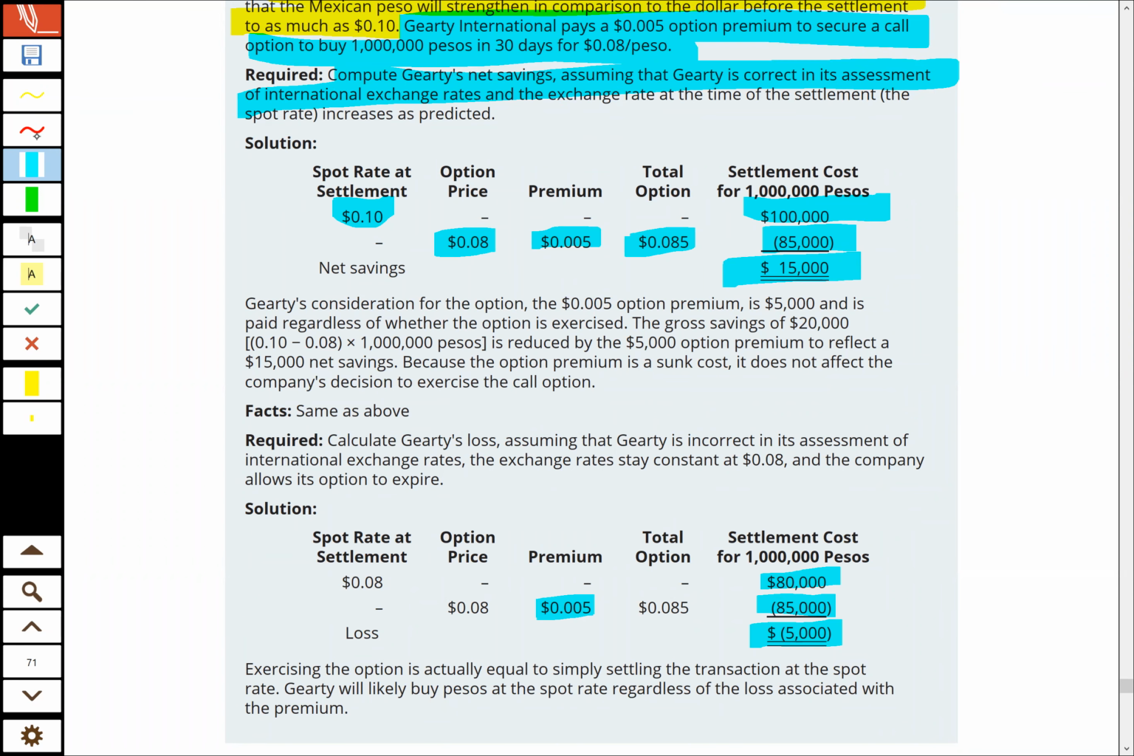So in case the rate is lower than the option price, do we need to exercise the option? No, that was the point. We were worried that it was going to be 10 cents. It stayed at 8 cents, so we don't need to exercise the option to get that 0.08 that we want. So as long as it's under 10 cents, we're not going to exercise that option.